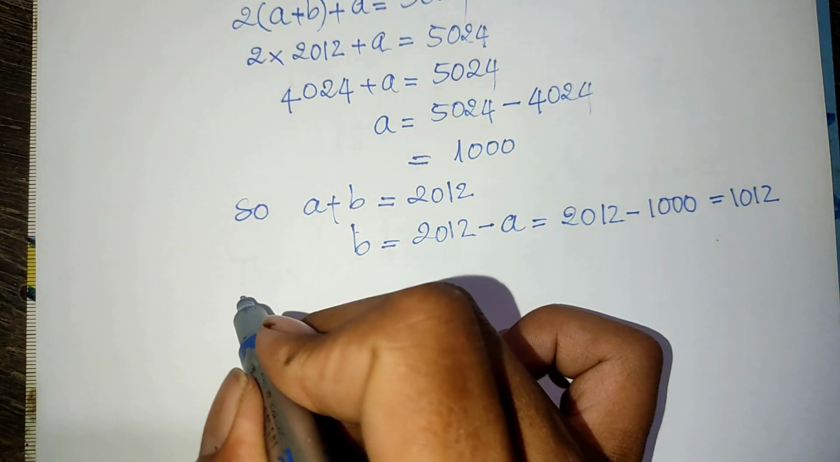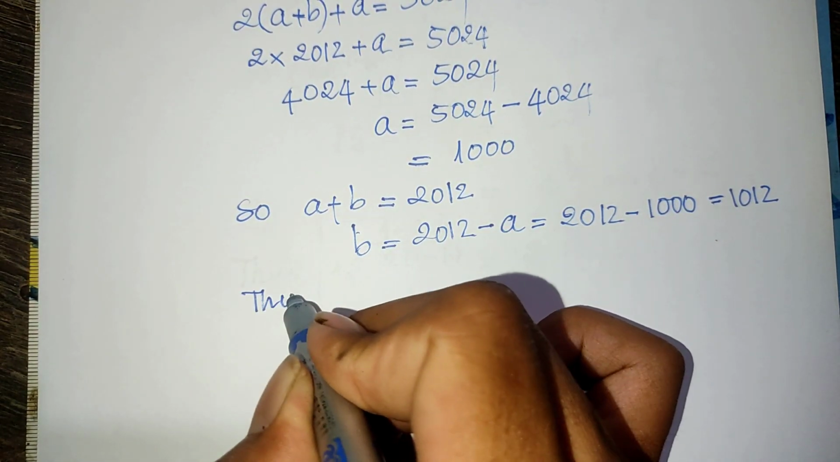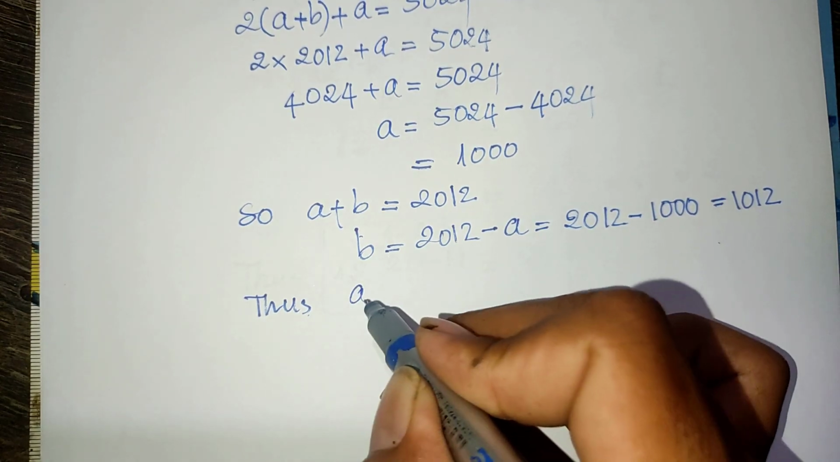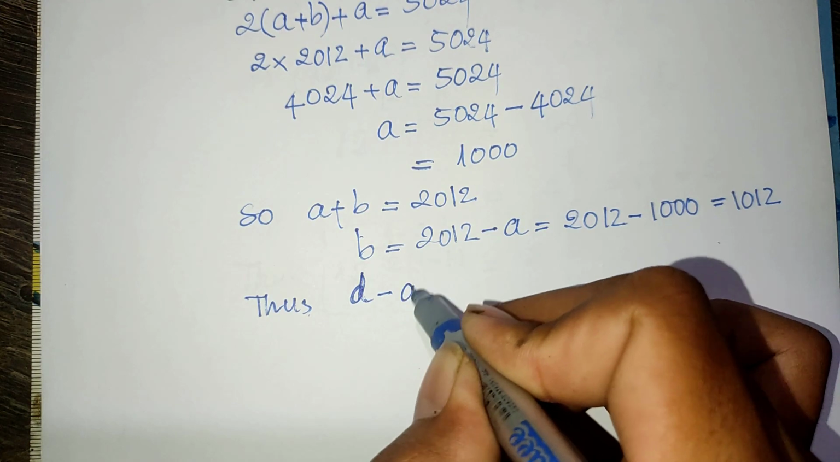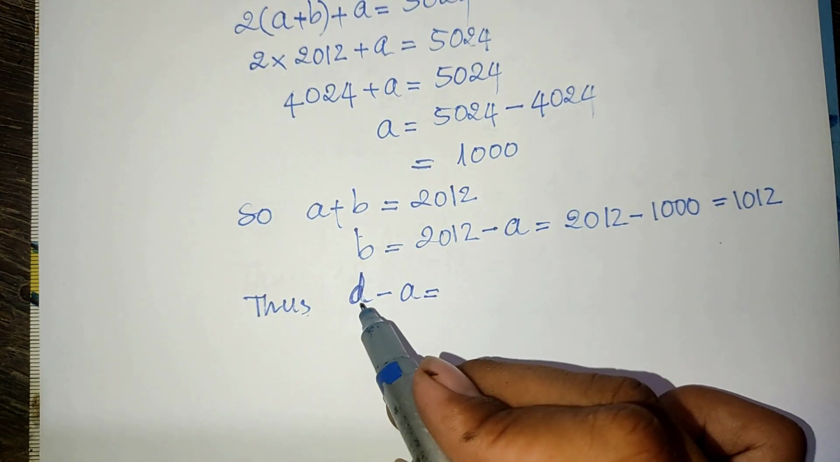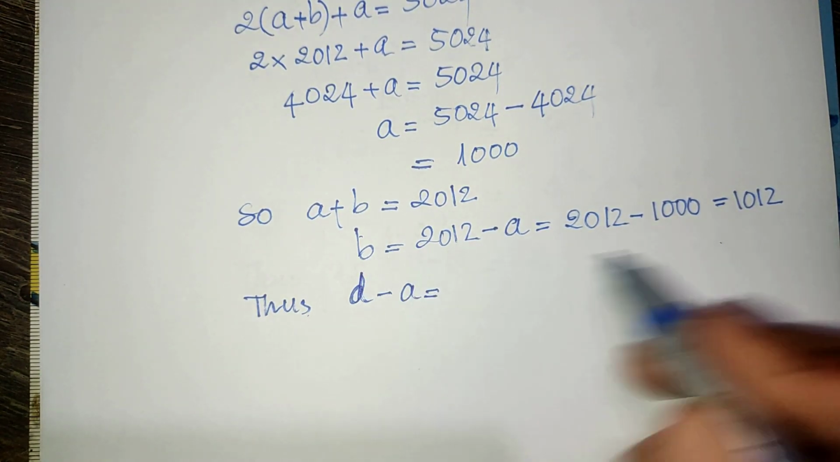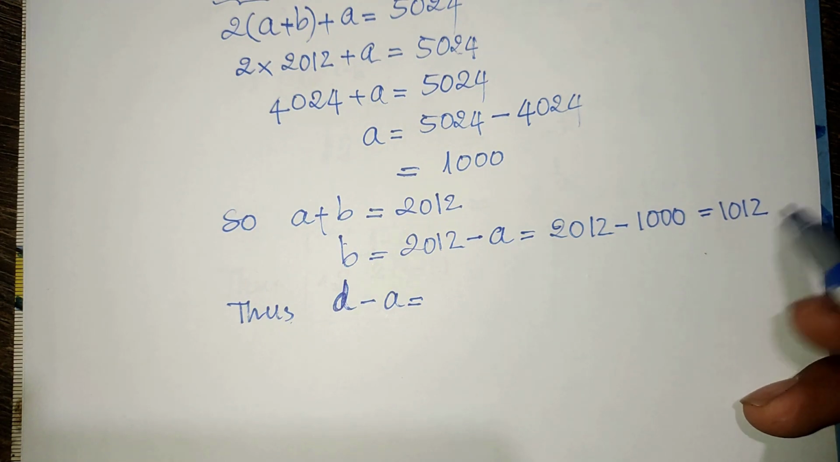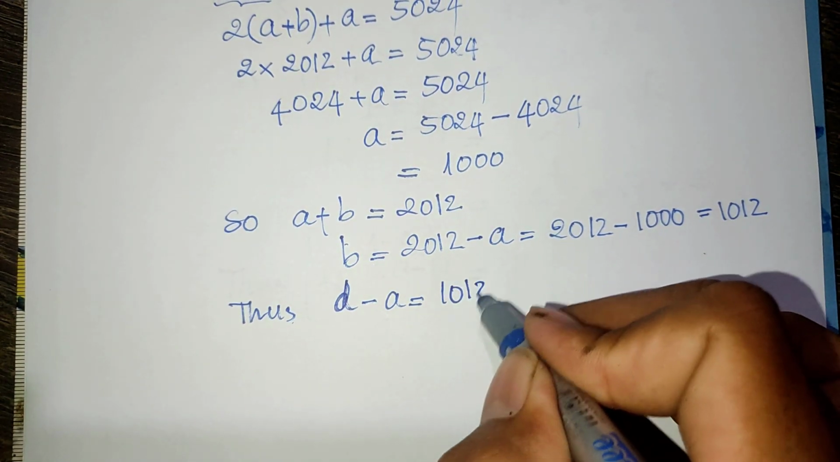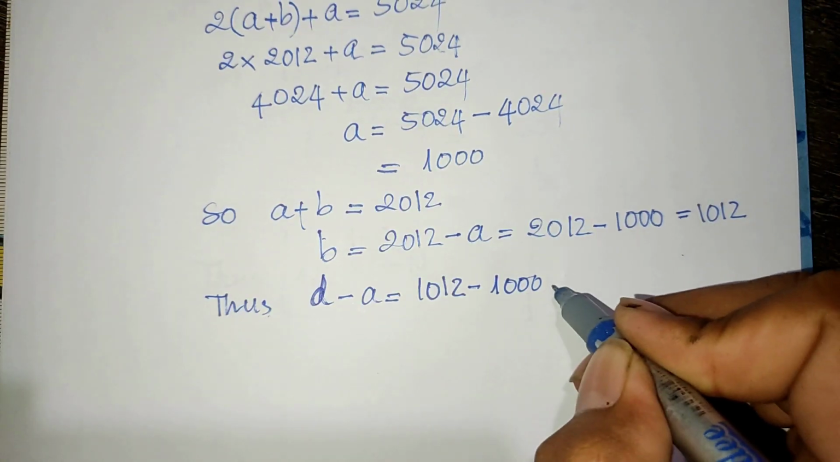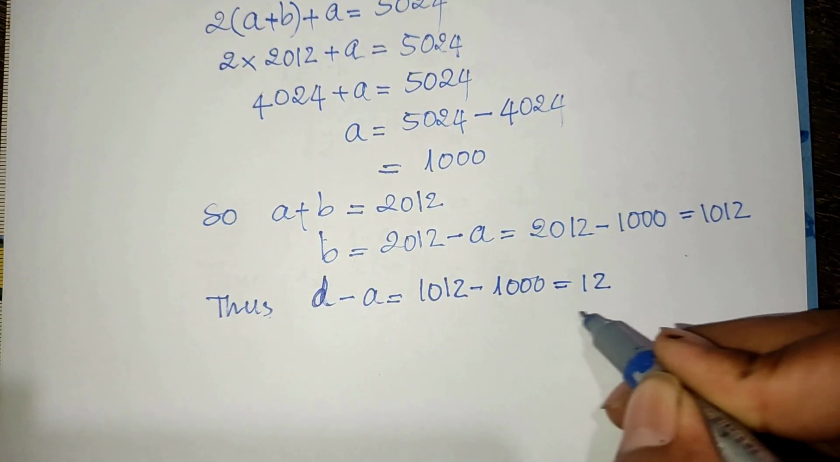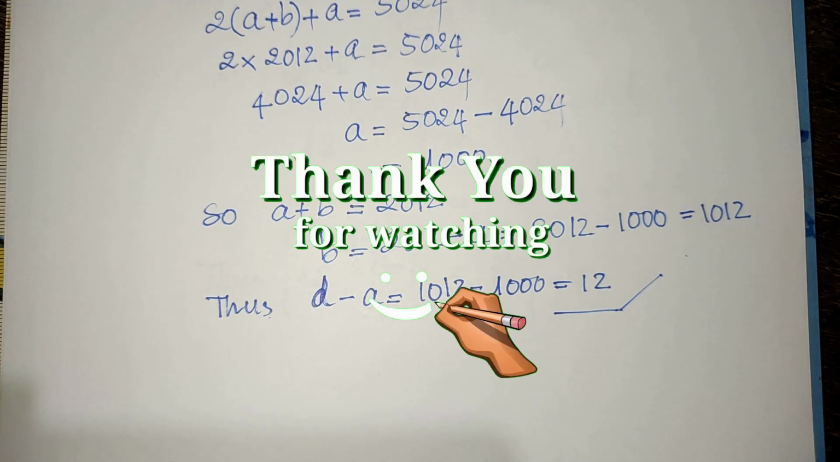So D minus A: we know that D equals B, and B equals 1012, so we get 1012 minus A, which is 1012 minus 1000, and now it is equal to 12. Okay, this is our solution.